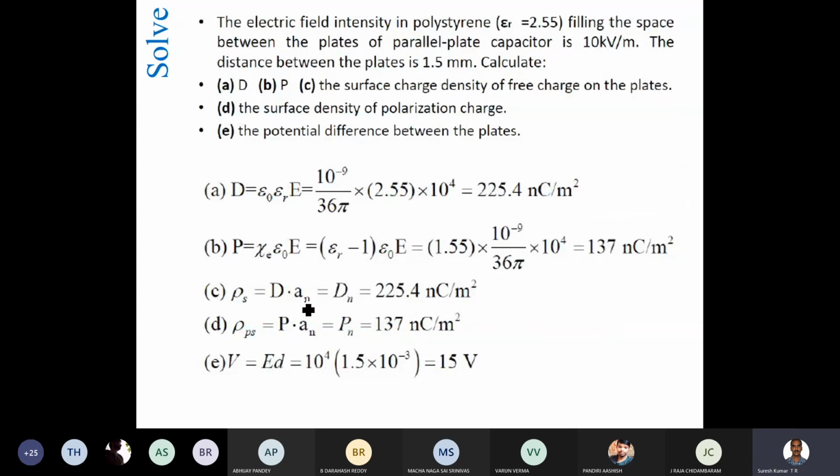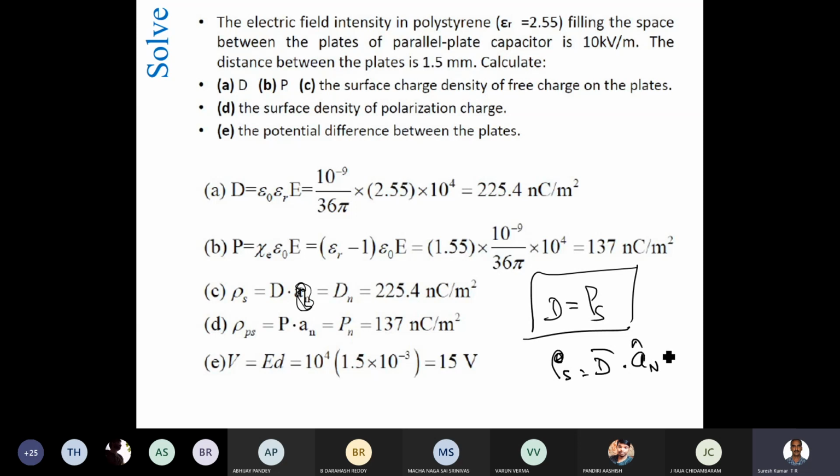So forget about it, you can ignore this. You can directly type D equal to rho s. This is again this particular formula or approach, rho s equal to D vector dot a n cap, where a n cap is the surface vector which is perpendicular to the surface. Or you can take this, which will be useful in the further boundary condition related problems.